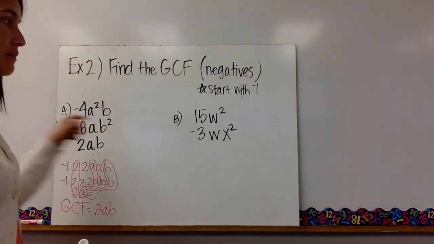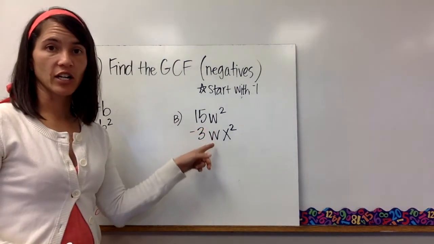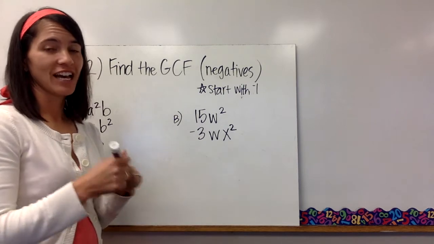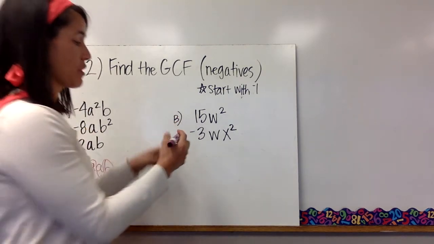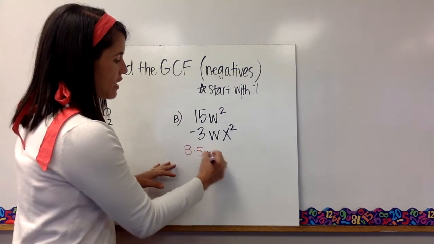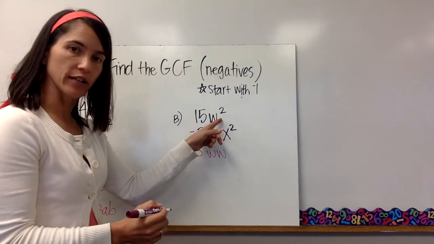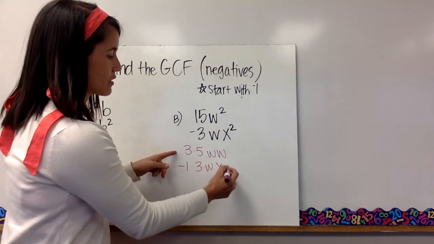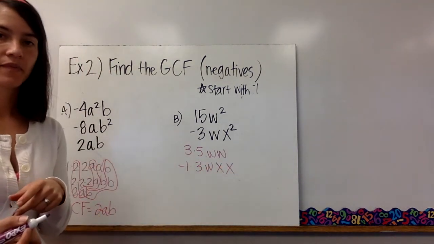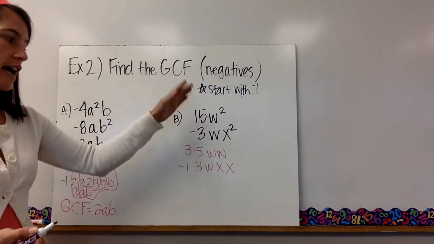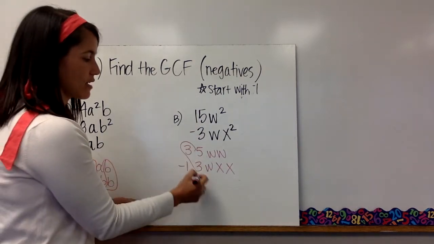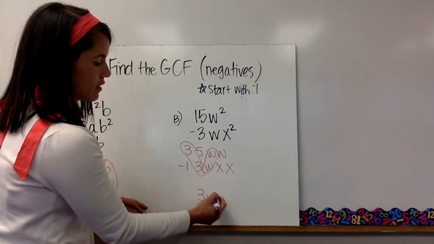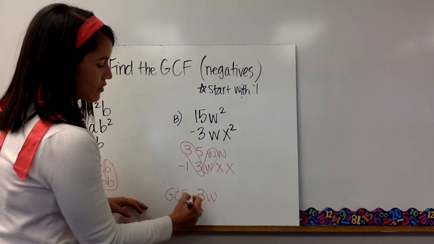So example B, 15w squared and negative 3wx squared. Again, we're going to start with a prime factorization: 3 times 5, 2 w's because it's w squared, and then negative 1 times 3wx. When we look at it, we see they have a 3 in common, and they have a w in common. So my greatest common factor is 3w.